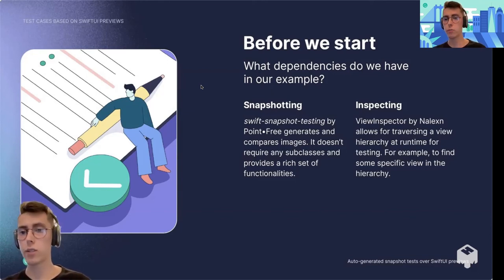requirement to use inheritance, because if we use a tool by Uber, we have to inherit from their main class and only then use the functionality. In this framework, it's all defined as global functions, which is completely useful for us. Another framework that we use is ViewInspector, that you may have heard of before. It allows traversing a view hierarchy at runtime, and we're using it, for example, to find some specific SwiftUI view in the hierarchy of these views.